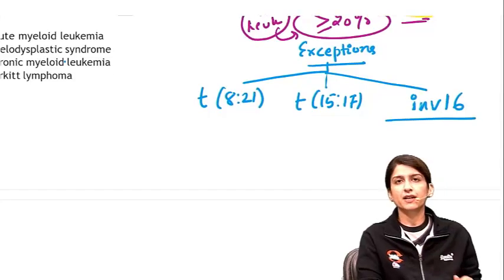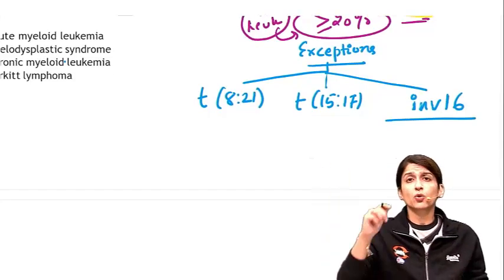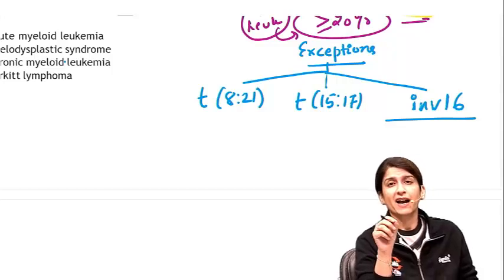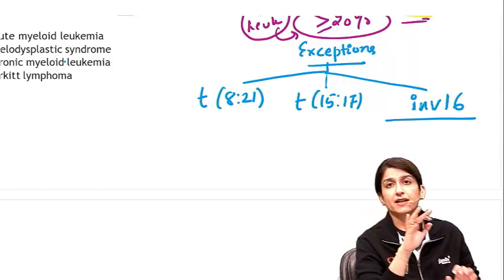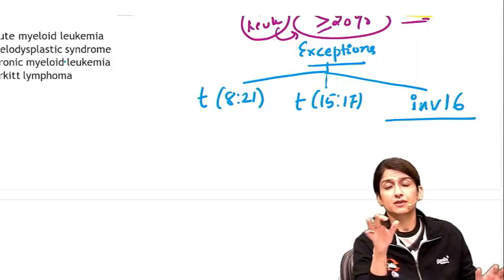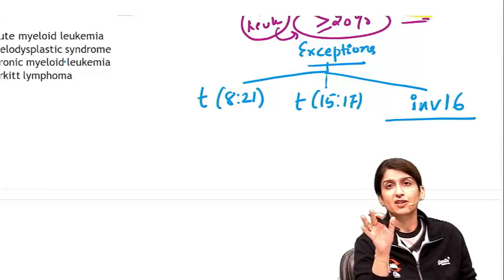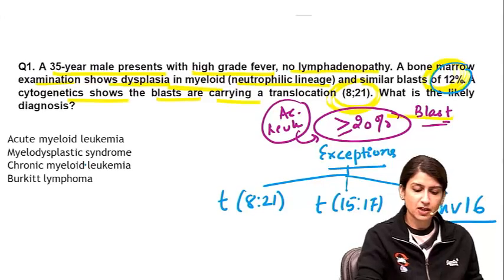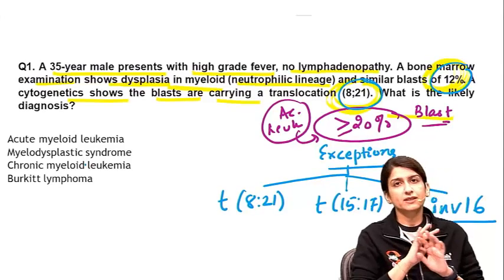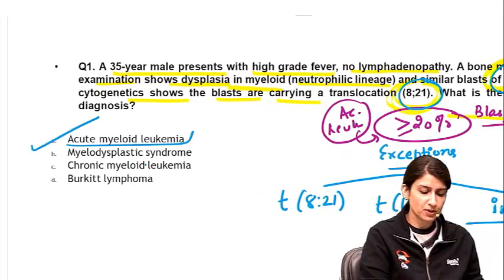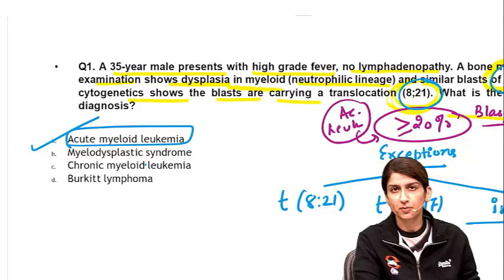कहने का मतलब है अगर इन तीनों में से कोई एक भी दिख गई मुझे translocation, I will straight away say that I do not care about the blast count. Even if it is less than 20%, still I am going to label my patient as a patient of acute myeloid leukemia. And the question is straight away telling me 12% blast count but 8;21 translocation. तो इसका मतलब I do not care. I will straight away say that yes, this is going to be my clear-cut case of acute myeloid leukemia.